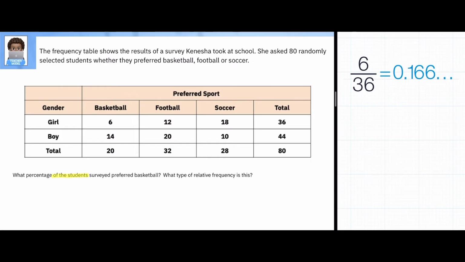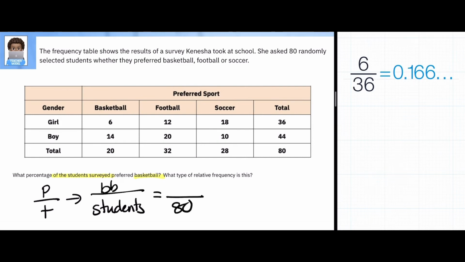What percentage of the students surveyed preferred basketball? So this one sounds different, doesn't it? Because instead, here's part, here's total. I'm looking at all the students who like basketball. So in this case, there are 80 students. And what part like basketball? 20. So I have 20 out of 80. This simplifies to 1/4 or 25%.